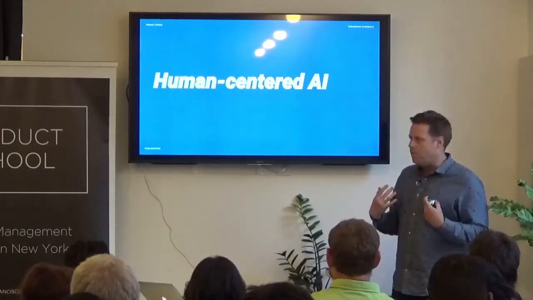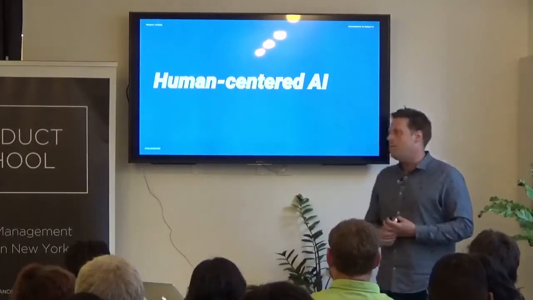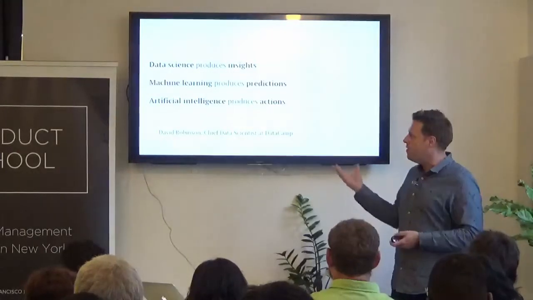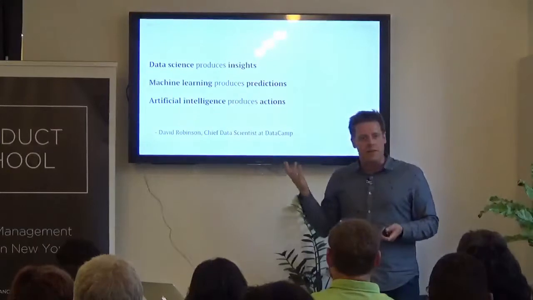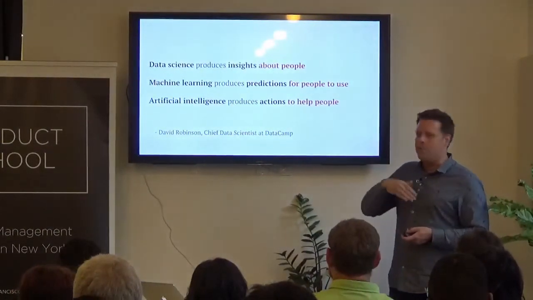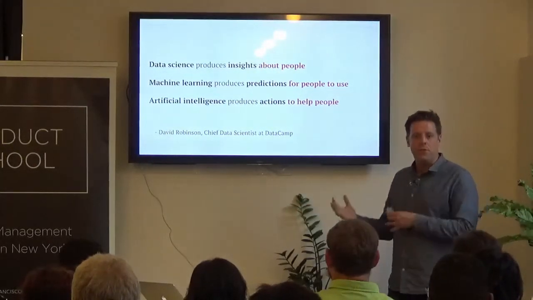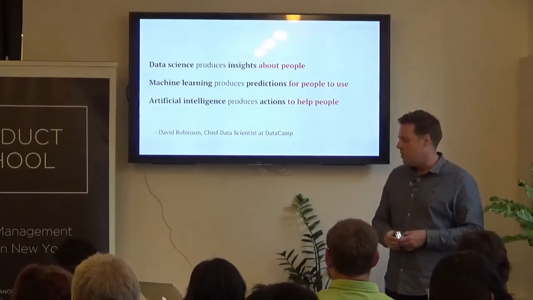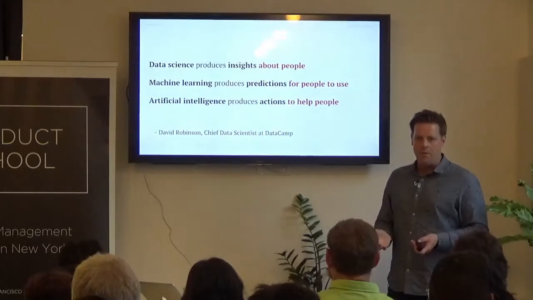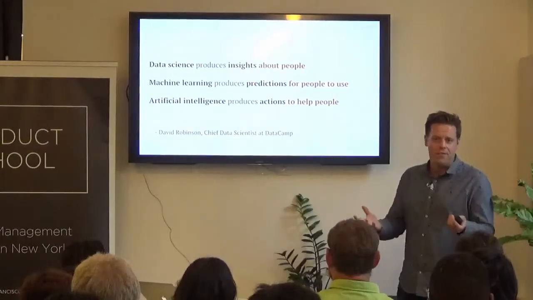And so, at my work, we do an awful lot around design thinking. We do a lot of lean and agile. And those things intersecting talks a lot about how do we build things for people. And so if we bring this definition set up again, when I think about this from a human-centered standpoint, it really is: data science is about insights about people, right? Machine learning is about predictions for people to use, not just for no reason. And then finally, artificial intelligence is really about producing actions to help people. And if there's no human purpose behind any of this, then it doesn't really matter. And I want that to be very clear.